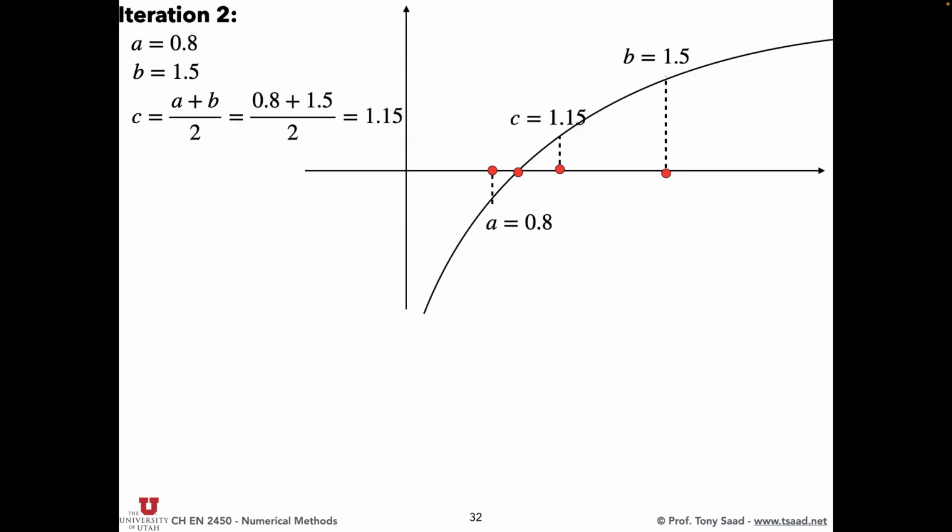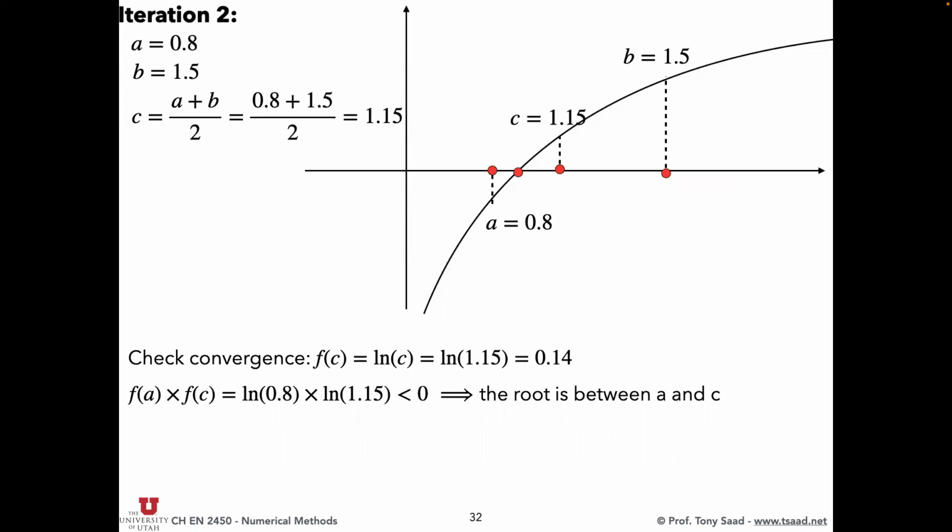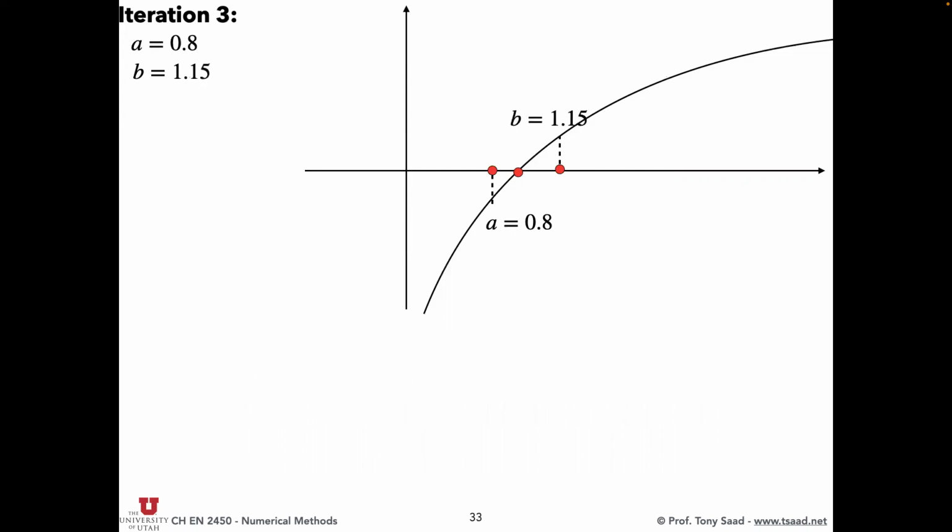Then you compute a new c, which is 1.15, 0.8 plus 1.5 over 2. Then you check for convergence. You're at 0.14, still not good enough, so we continue. Now our new bracket is going to be a and c. Here's how we check: f of a times f of c is log 0.8 times log 1.5. It's negative, so that tells you there's a root between a and c because the function changes sign. So a stays as a and c becomes the new b.